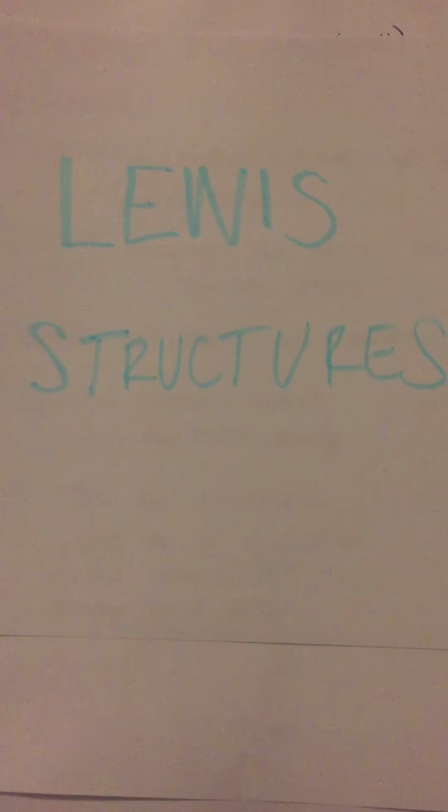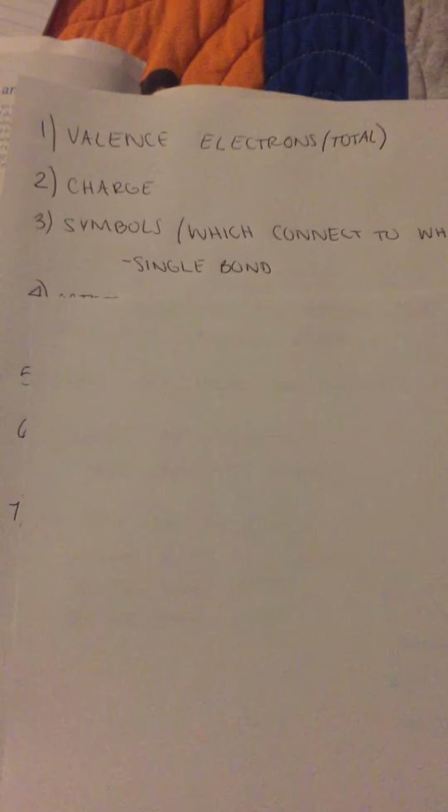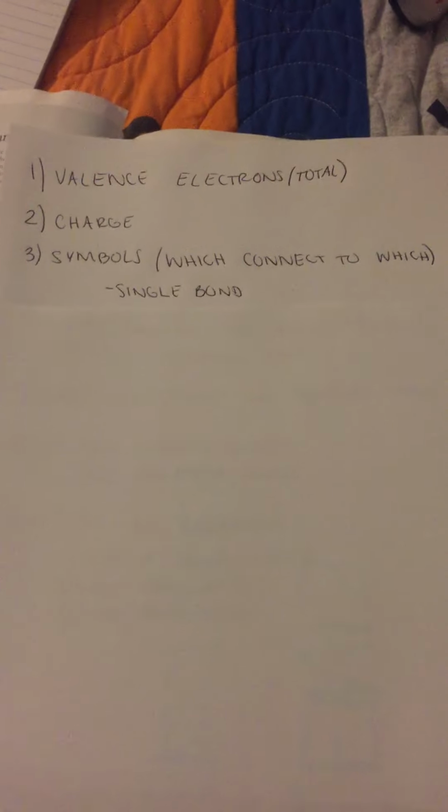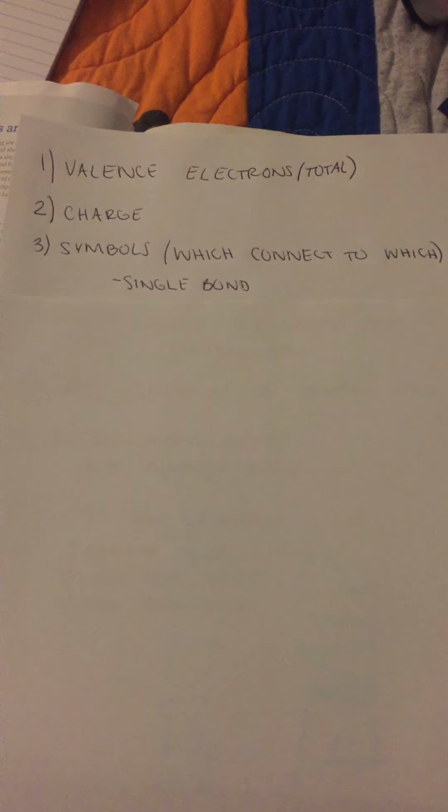This is a tutorial for Lewis structures. So I began by putting together some steps and just things to keep in mind for when doing Lewis structures. So number one, very important, think about the total valence electrons. So at the end you can calculate to make sure you reached that.